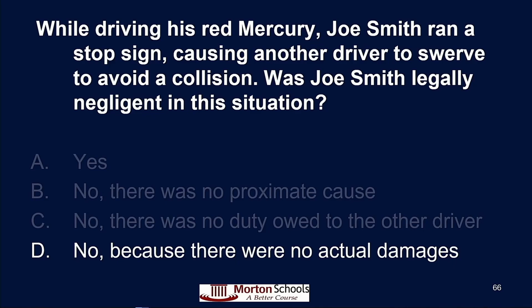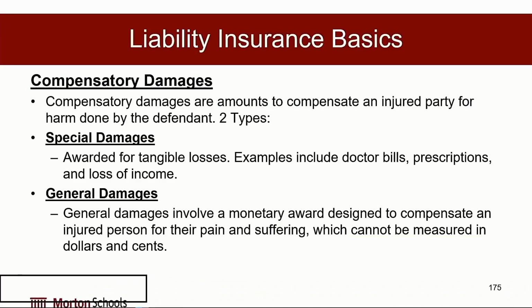Now, if somebody is legally negligent, the court can award two types of damages: special damages or general damages. Special damages are tangible losses. These are things that would have a receipt: doctor's bills, prescriptions, loss of income. General damages are things that are subjective, not objective. So these are things that would not have a receipt. These are things like pain and suffering that are very difficult to measure in dollars.